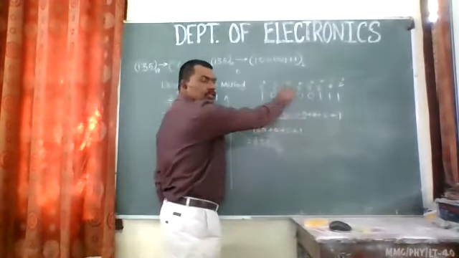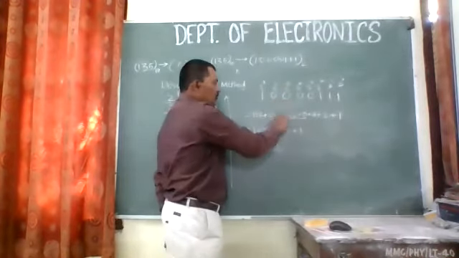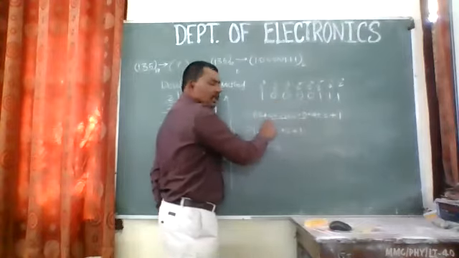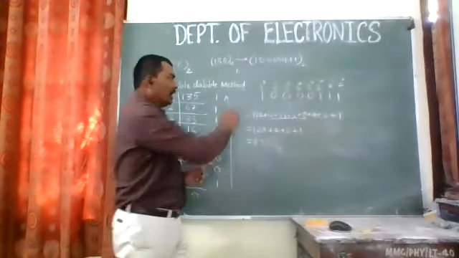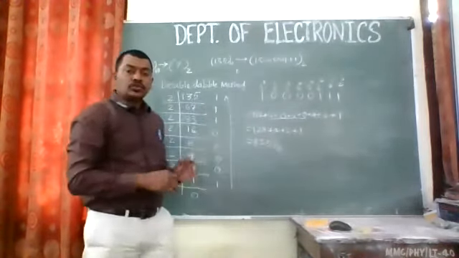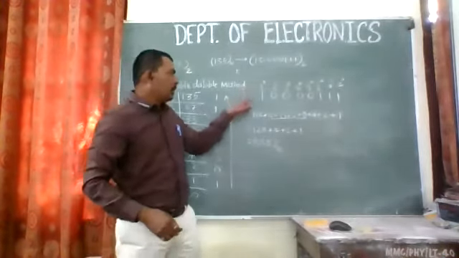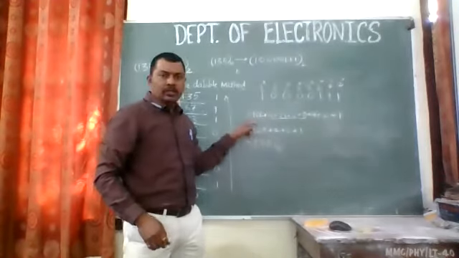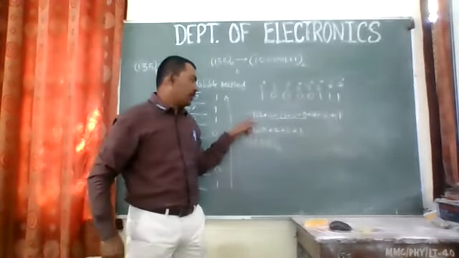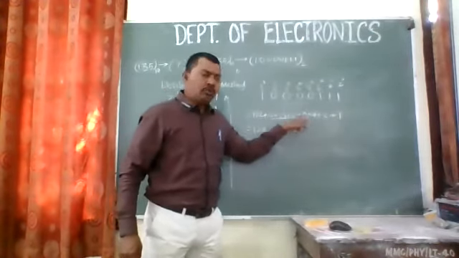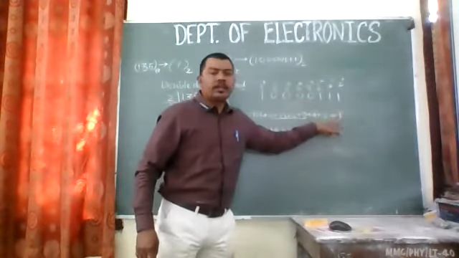2 raised to power 5 is 32. 32 multiplied by 0 is 0. 2 raised to power 6 is 64. 64 multiplied by 0 is again 0. Lastly, 2 raised to power 7 is 128. 128 multiplied by 1 is 128. That is why I have written 128 over here. 128 plus 0 plus 0 plus 0 plus 0 plus 4 plus 2 plus 1, right?